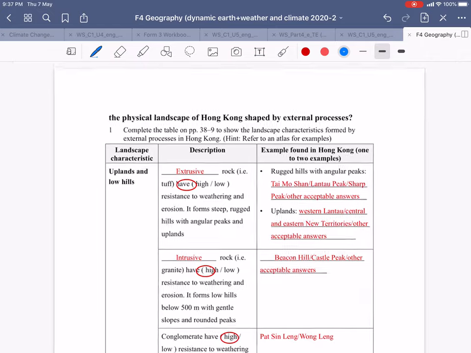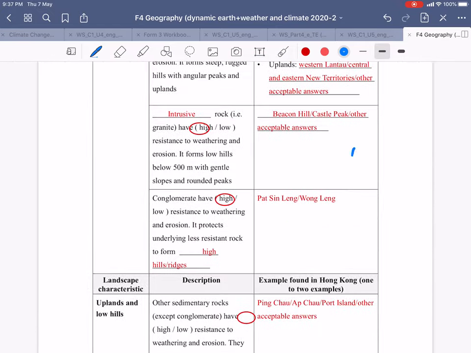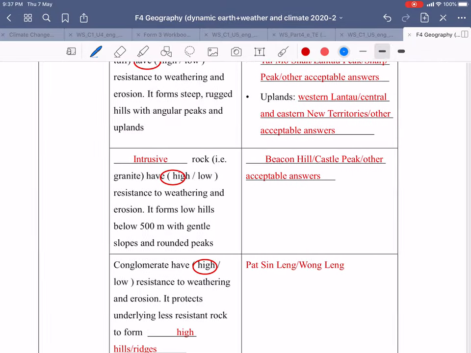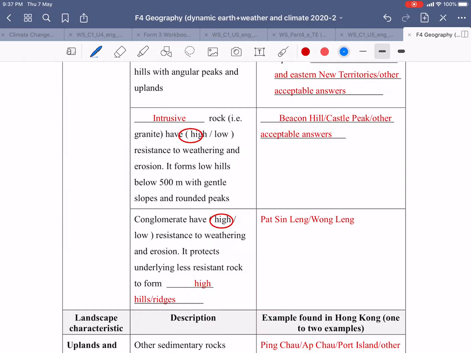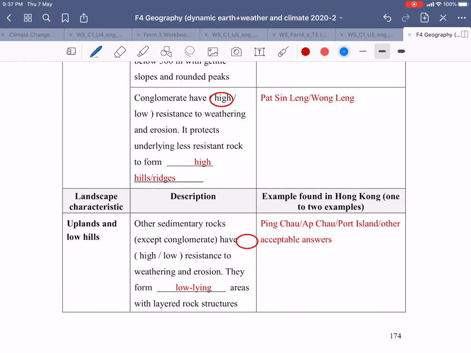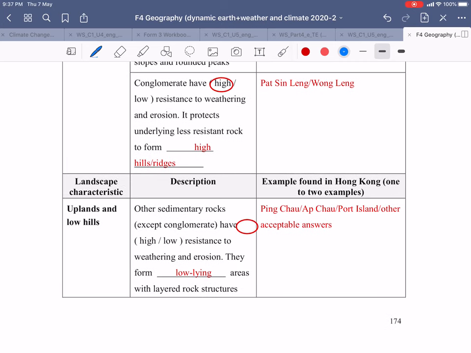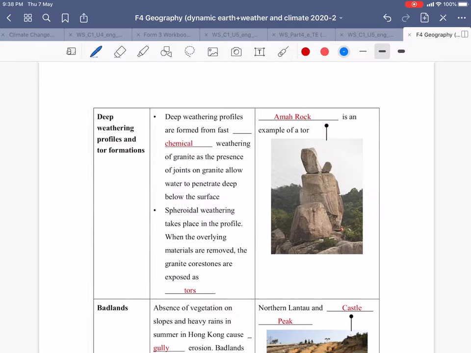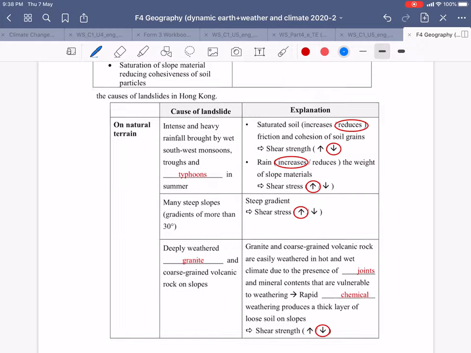And then, by external processes, this one is just picking up some examples for you, for which hill or which rock is related to which hill, okay? You can have a look and then give me better examples. This one is sedimentary rock, which is low resistant to weathering and erosion, okay? Armor rock, Castle Peak, those are good examples.